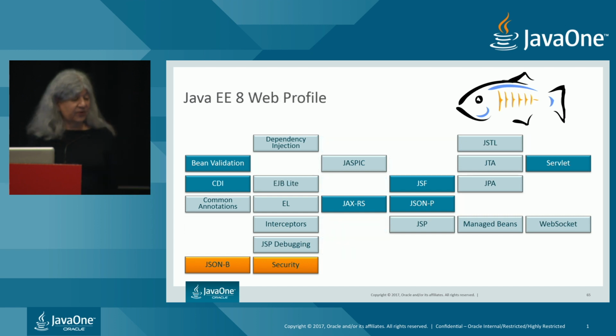If we look at the web profile, which is a subset, notice the addition of both JSON-B and security. Comment about security here. The security API leverages the JASPIC servlet profile. So we needed to add JASPIC also to the web profile, but only the servlet profile support is required.